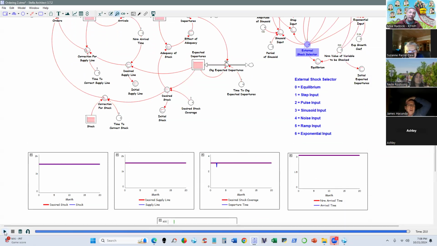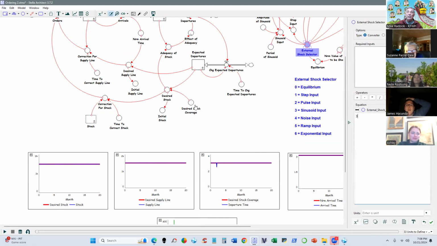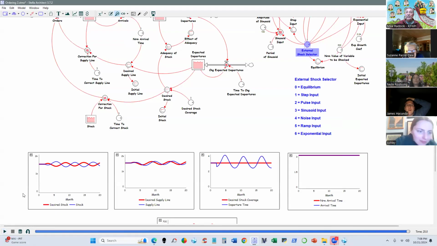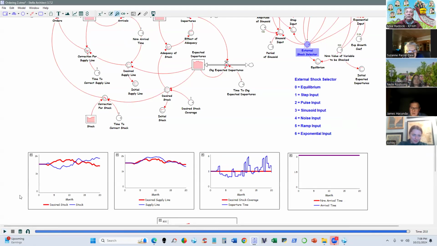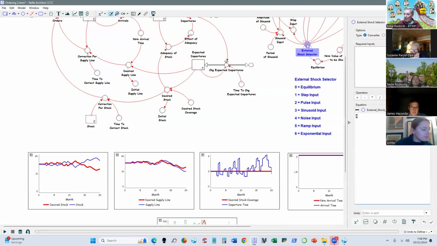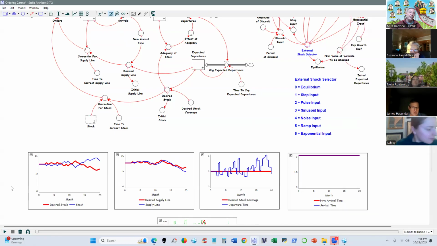Pulse, did it do the right thing? Yes, it did. Sinusoid, yes, it did. Again, you can analyze this on your own, but in the interest of time, yes, it did. Noise. I don't think I have a seed, so every time you do it, there's a different noise stream. You can see it's finding kind of the middle. So that's cool. How about growth? Let's go with linear growth. It's just easier to see.